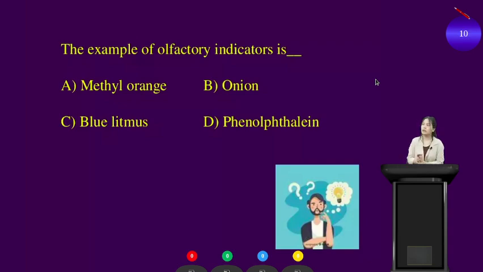Yes, students. The examples of olfactory indicators are: option A, methyl orange; option B, onion; option C, blue litmus; option D, phenolphthalein.